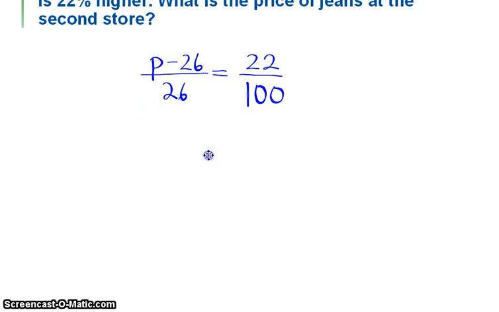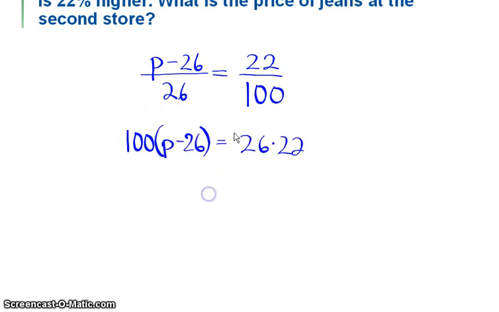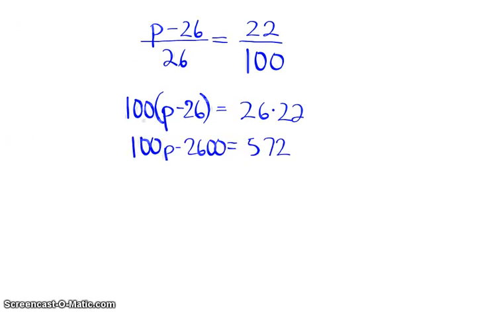Okay, so what you're going to do, you're going to do your cross products, and this is what it's going to look like. 100 times P minus 26. Now you can have those two flipped, that's fine. And 26 times 2. Use a distributive property over here and simplify over here.